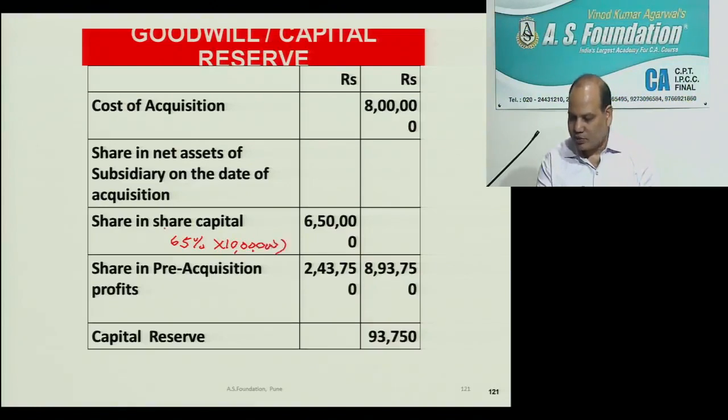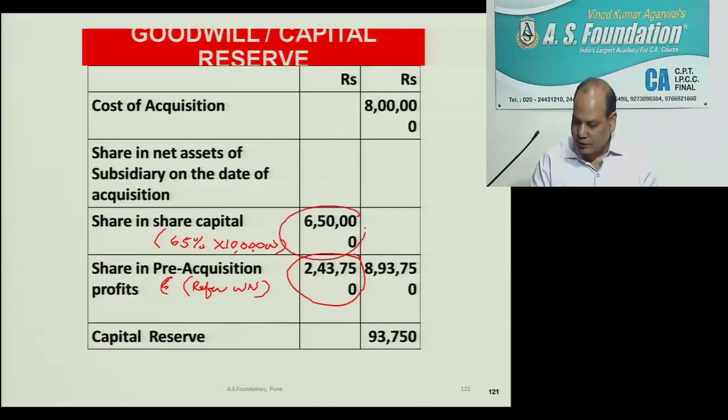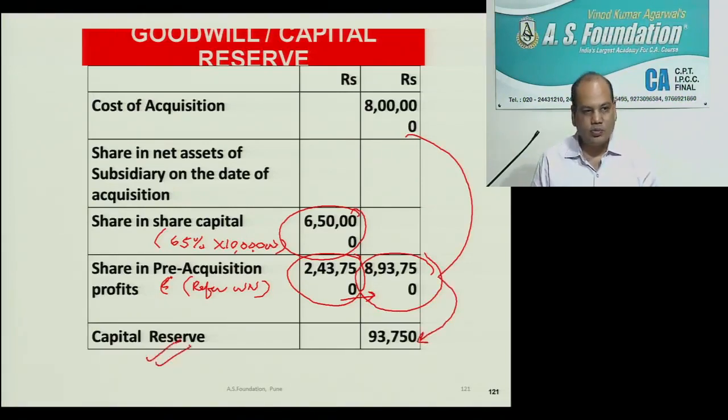And your share in the pre-acquisition profit was already calculated right here. Refer working note, 243,750. Is it there? See now, you'll find this figure in the previous working note. So total of 6,50,000 and 243,750 in the outer column, 893,750. Compare. There is a capital reserve this time, 93,750. Okay. So that you will understand capital reserve also.